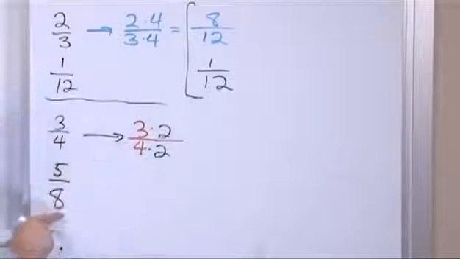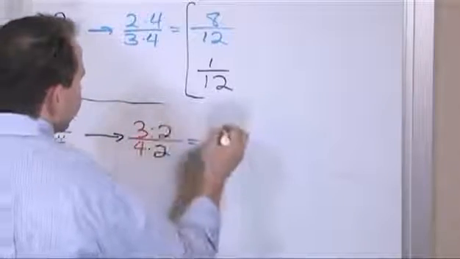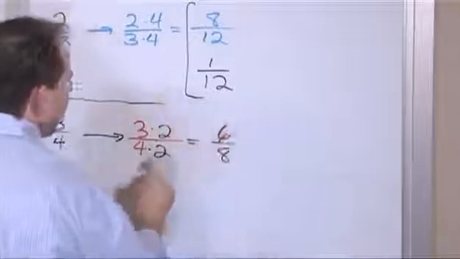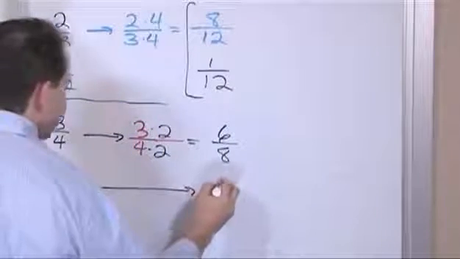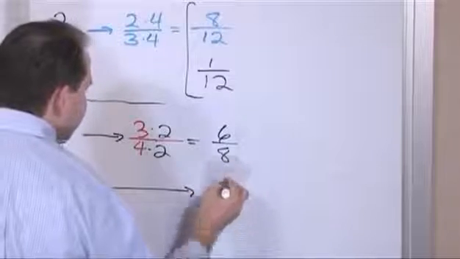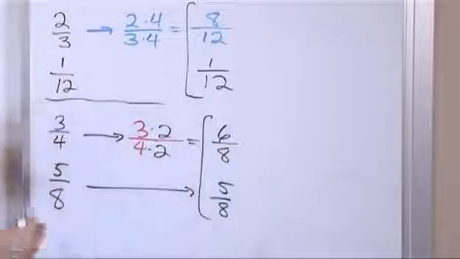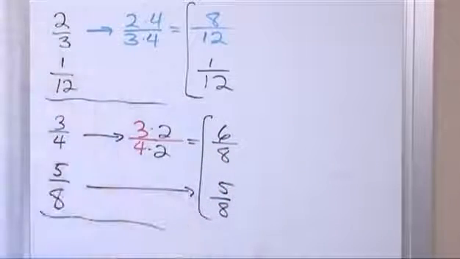Because 4 times 2 is 8, I'm trying to transform that denominator. 2 times 3 is 6, eighths on the bottom. So this is the fraction. I don't really have to mess with this fraction at all, so I'm just going to keep it as 5/8. Now these two fractions have a common denominator. They represent the same amount of stuff.